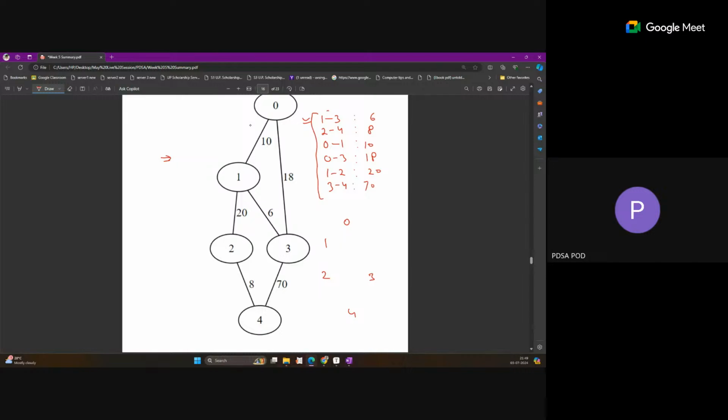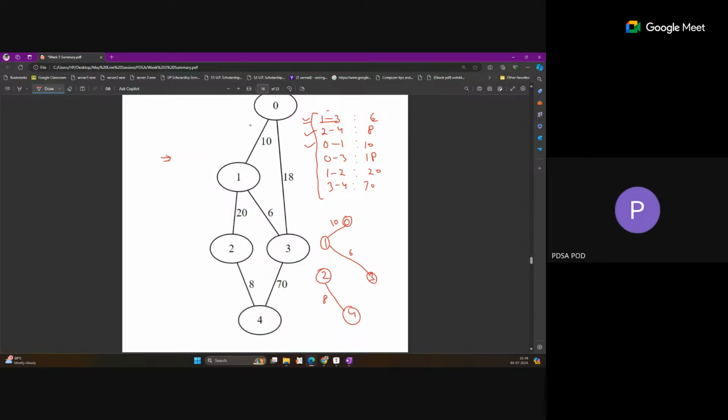If an edge is not creating a cycle, then we will consider it. First we are picking 1 to 3, and the weight of this edge is 6. So 1 to 3 we will connect. Now these two disconnected components are connected by this edge with weight 6, and it is not creating any cycle. Now we will pick 2 to 4, which is 8. When we pick this 8, it is also not creating any cycle in the graph, so we will also consider this. Now 0 to 1, which is 10, is also not creating any cycle, so we will also consider this.